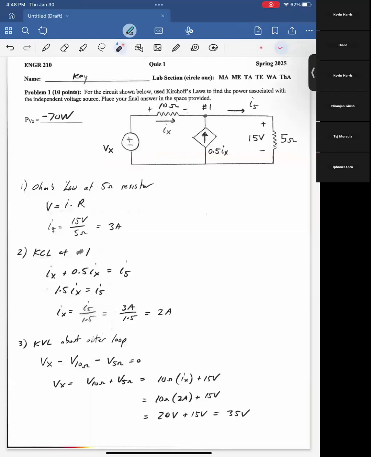A lot of you treated this as a voltage source. See that arrow? This is a current source. We know nothing about the actually no. Okay, so this is a current source. So it is creating some current going up.